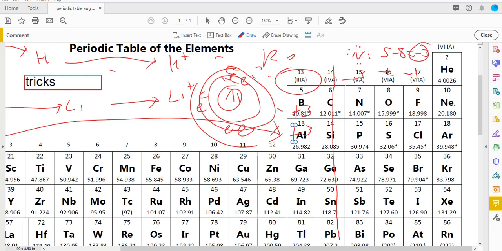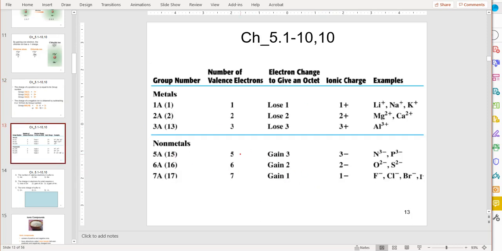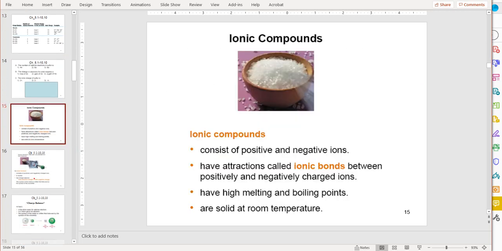Now you don't have to worry about charges on the noble gases because they already have 8 valence electrons, so that doesn't count. Going back to the PowerPoint. So again, group 1, 2, and 3 is 1 positive, 2 positive, 3 positive, and then group 6, doing 6 minus 8, gives you the 2 minus charge. So you can use this technique to easily figure out what the ions are in order to figure out the ionic formula. So let's move forward and show you another trick.